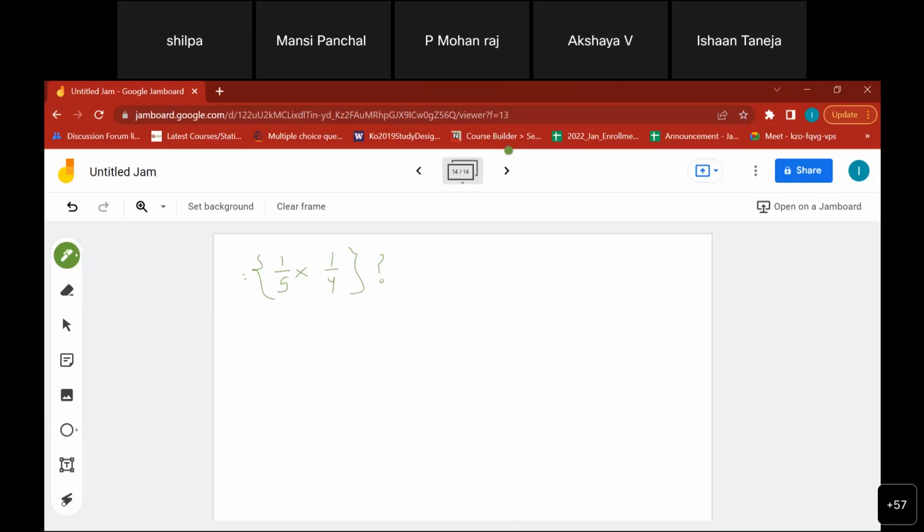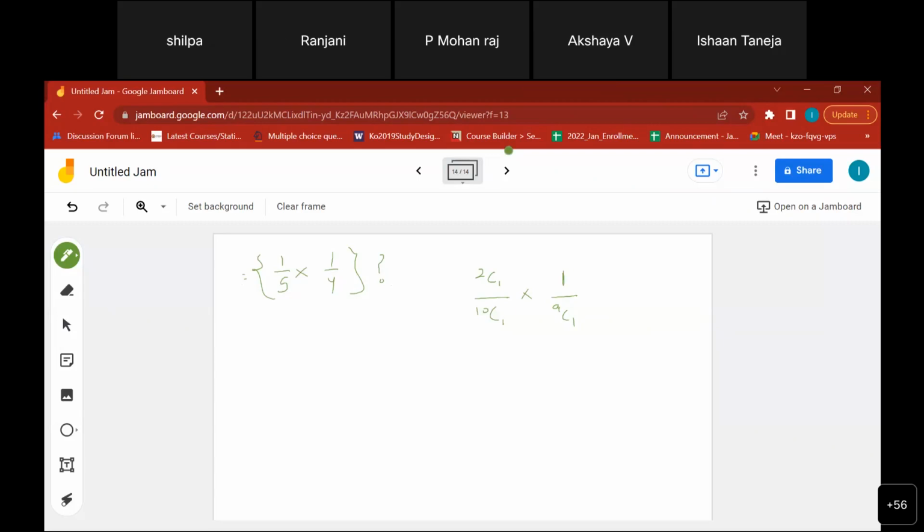Any logic behind it? It is 2C1 by 10C1, which is 1 by 5. And the remaining total will be 9 balls, since one ball has been taken out. So total will be 9C1. So the favorable outcome is 2C1 again. No, 1. One black ball will be left out. I think, if I'm not wrong, the numerator is 2C1 multiplied by 1C1 upon 10C1 into 9C1.